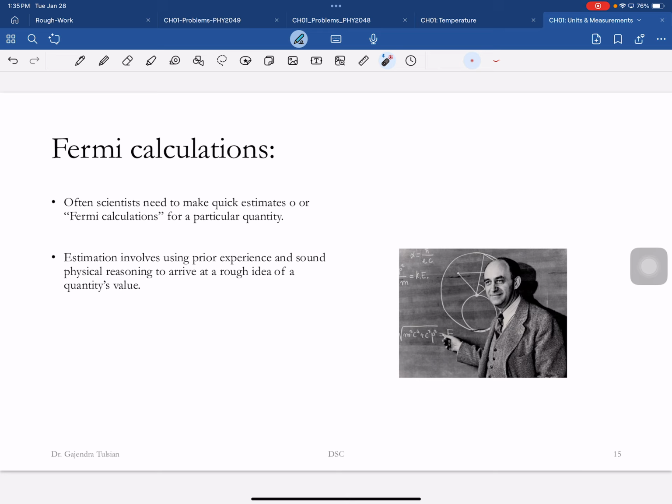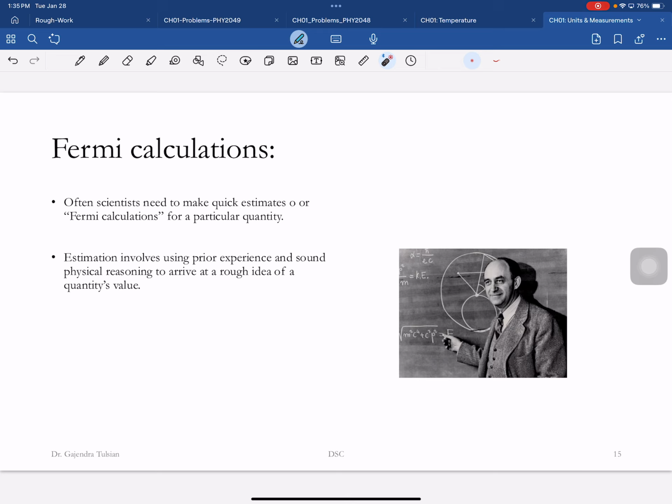So let's say you wanted to do some kind of large calculation, and to do a precise calculation would cost too much, but you do a rough calculation and you know the ballpark answer. Okay? So let's figure out something.